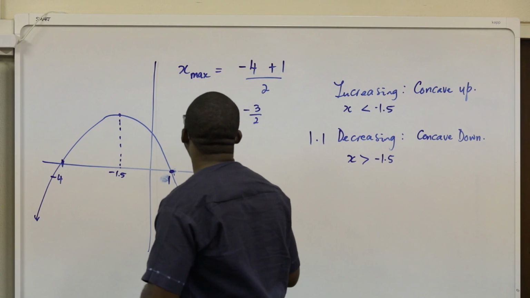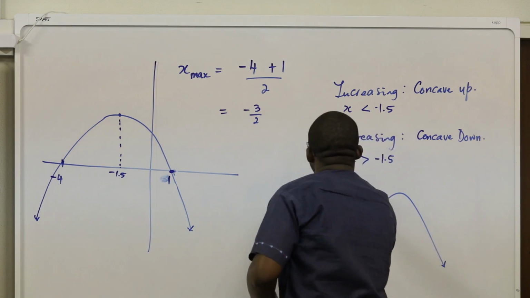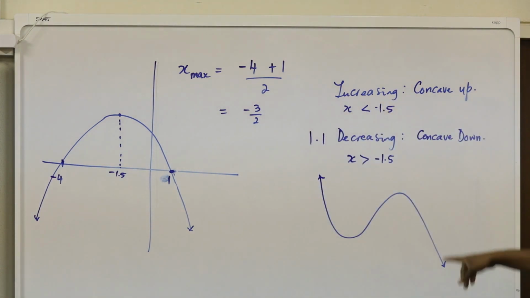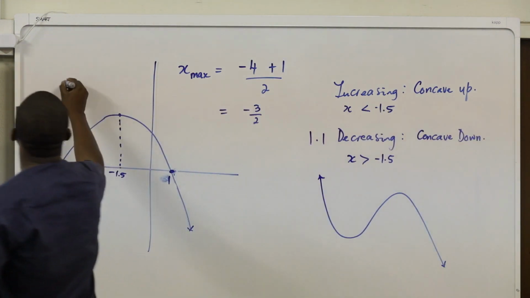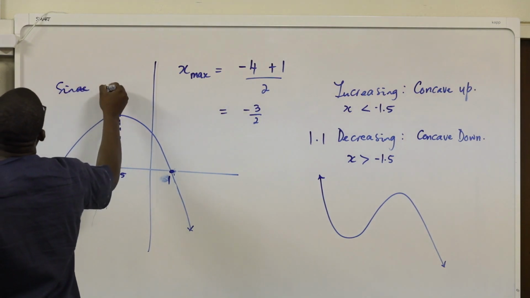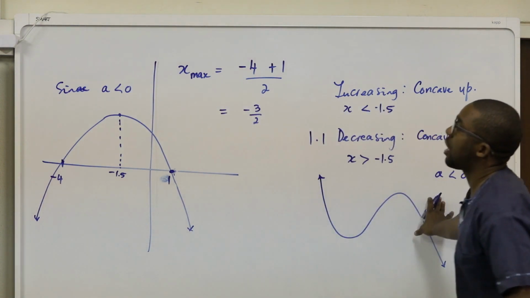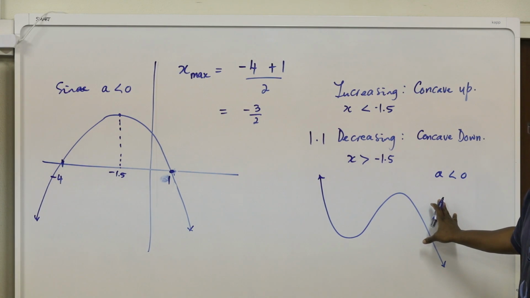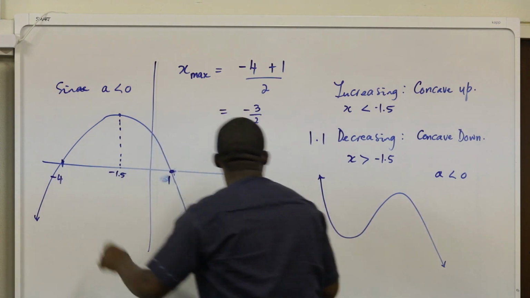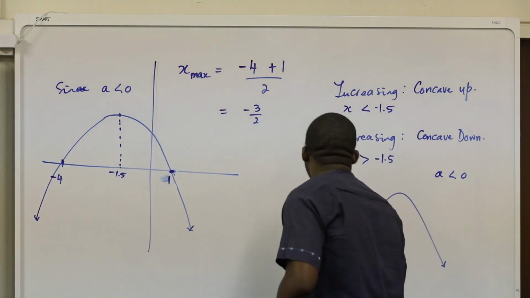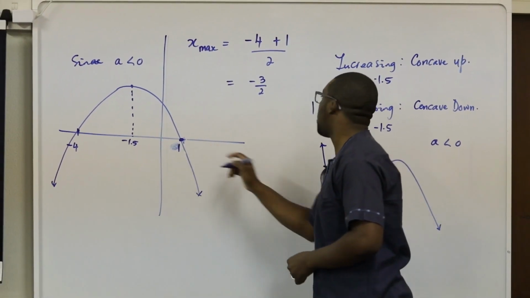Because it's a frowning function, that means the original graph of f was like this. The original graph of f had that shape. In this case, its a would also have been negative. Since a is negative in this graph, then a is also going to be negative in this graph. And if a, which determines the shape of the function, is of this nature, then the first stationary point on this graph, the -4, corresponded to a minimum. So the minimum was at -4, and the maximum would correspond to 1.